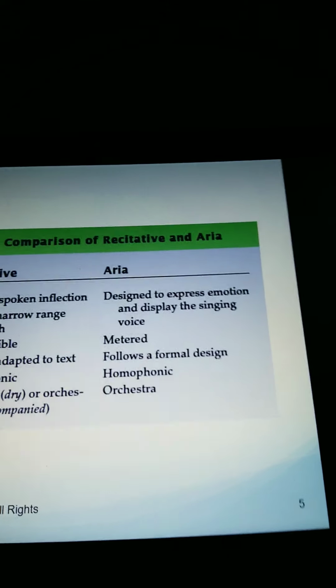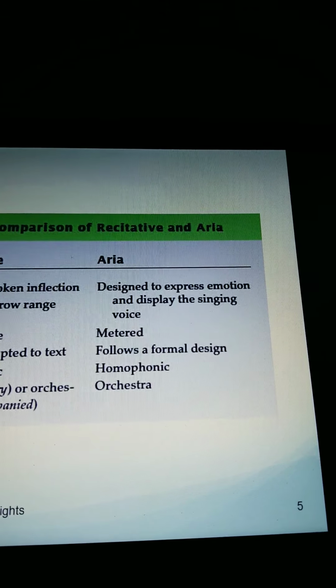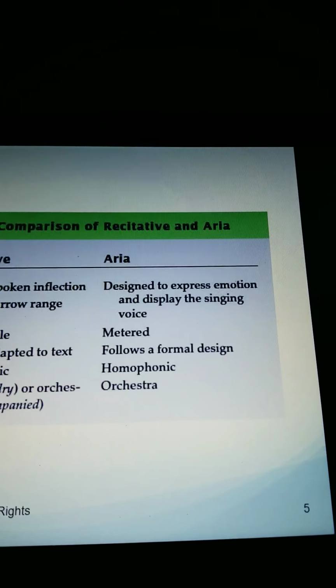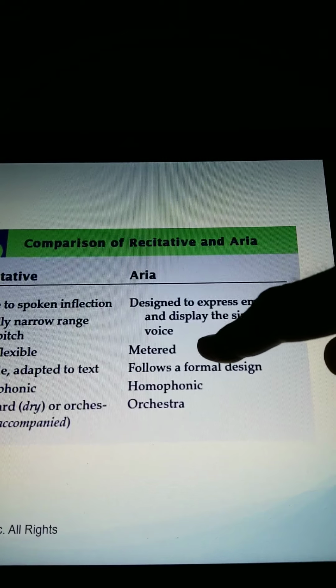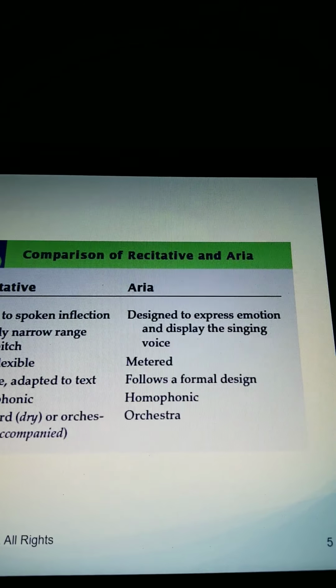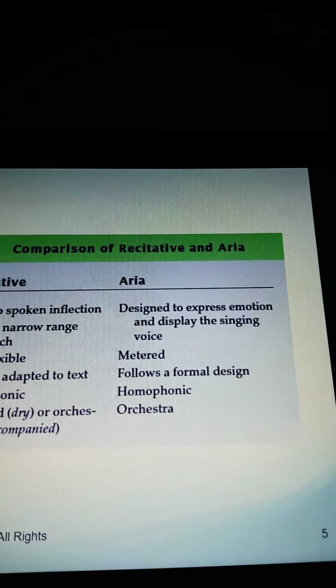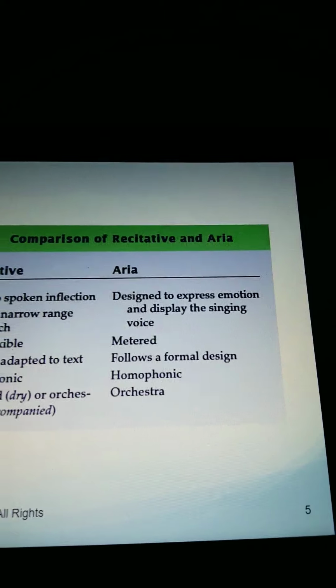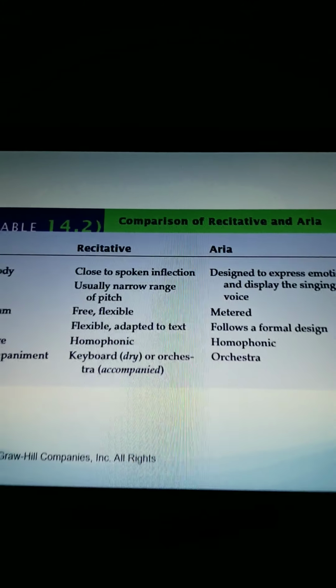Another style of music used in opera is the aria. Now, an aria is designed to show off the voice and express emotion. And it does have a particular meter or time signature. In other words, you'll have a beat. It does have a formal design. In other words, it has a structure, and we'll talk more about that. The texture is homophonic, and it's accompanied by orchestra.